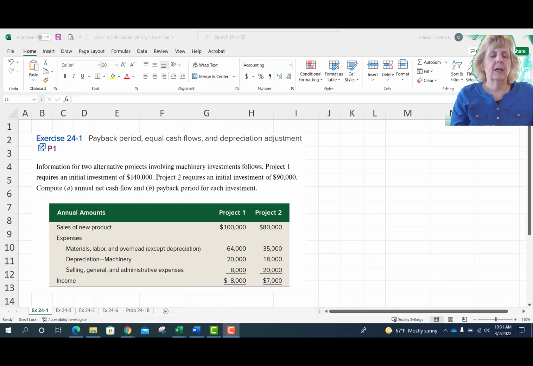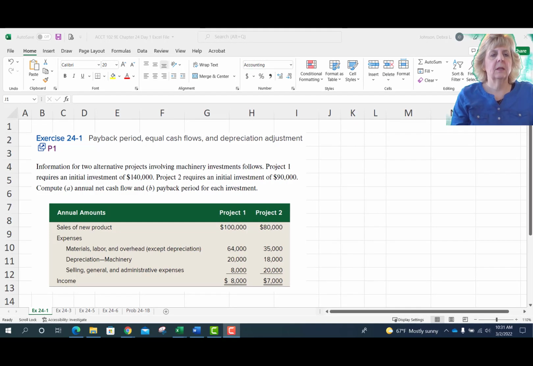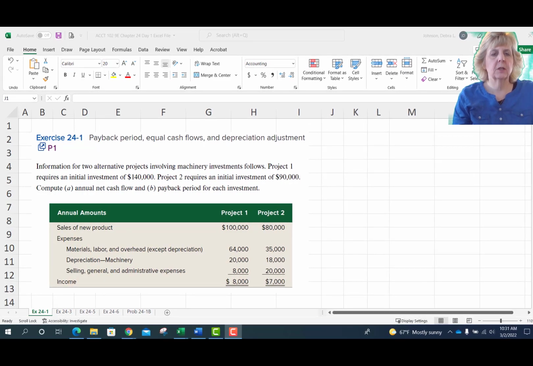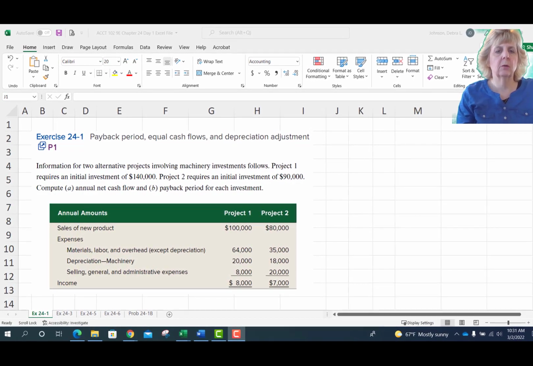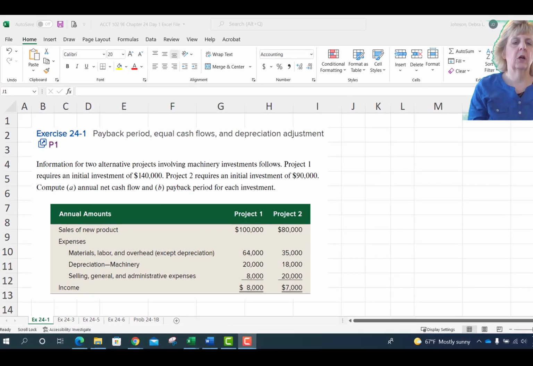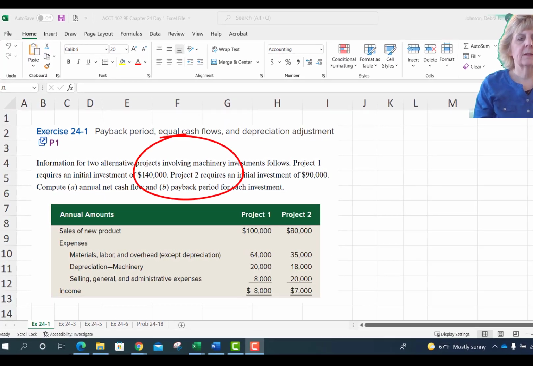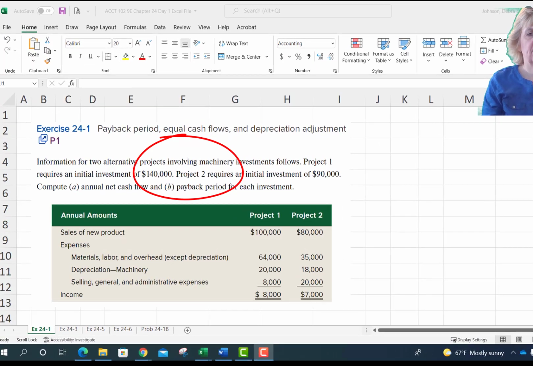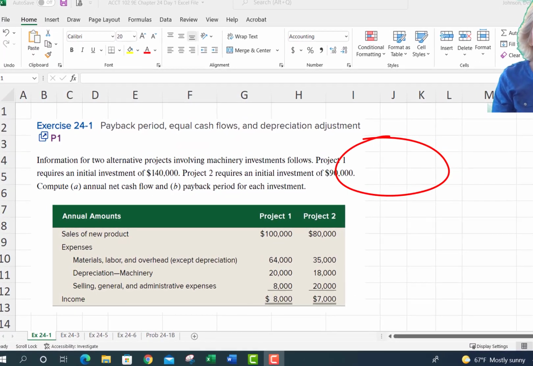Okay, let's get our hands dirty and take the topics we just talked about and get some practice in. So the first exercise gives information for 2 alternative projects involving machinery investments. The first one requires an investment of $140,000. The second one requires a lesser investment of $90,000.